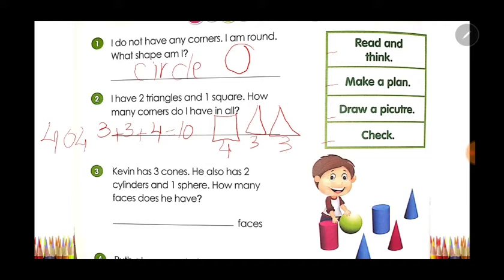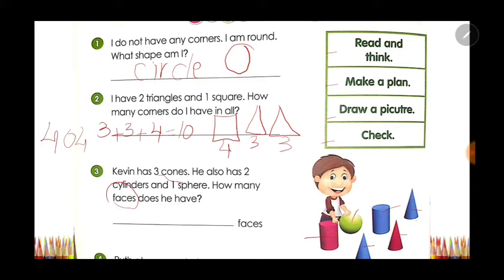Number 3. Kevin has 3 corners. He also has 2 cylinders. Sorry, he has 3 cones and also has 2 cylinders and 1 sphere. How many faces does he have in all? Here it is. Let's count 3 cones, 1, 2, 3. And 2 cylinders, 1 and 2. And 1 sphere. So we want to find how many faces. Let's see each shape, how many faces it has.